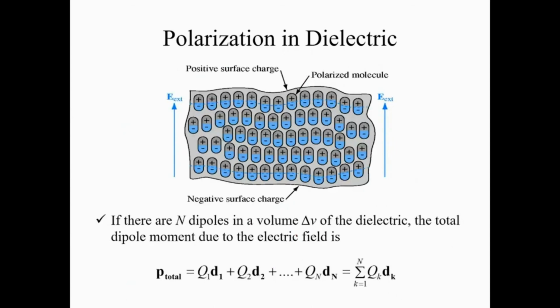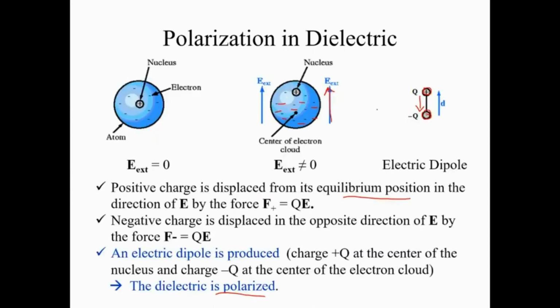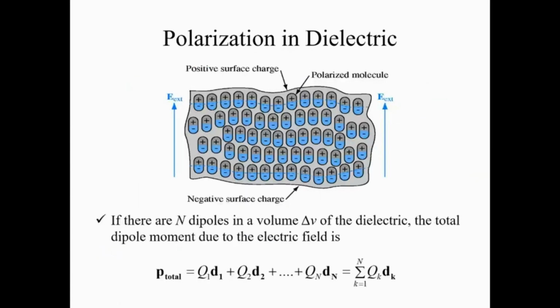You can just imagine there is not only one electric dipole for a material. For these dielectric materials, when you apply the electric field, all the atoms will align in this direction. So you have many dipoles: 1, 2, 3, 4, 5. The P total will be the summation of the individual dipole moments.